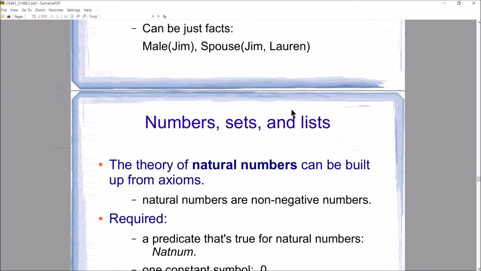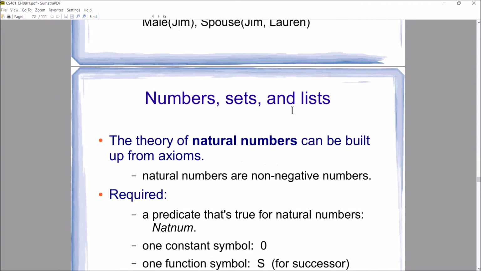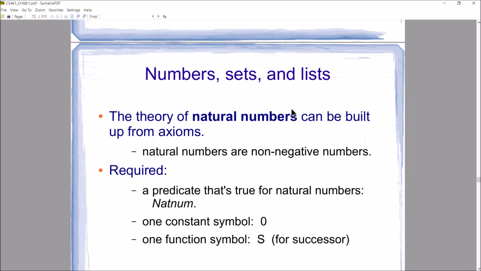Okay, so let's look at some examples of this in practice. I'm going to take a look at one example, maybe both. We'll see how long it takes me to get through this example, talking about numbers, sets, and lists. You can build up the theory of natural numbers using axioms. So what are natural numbers? They're non-negative numbers. What do you need to be able to build this up in first order logic?